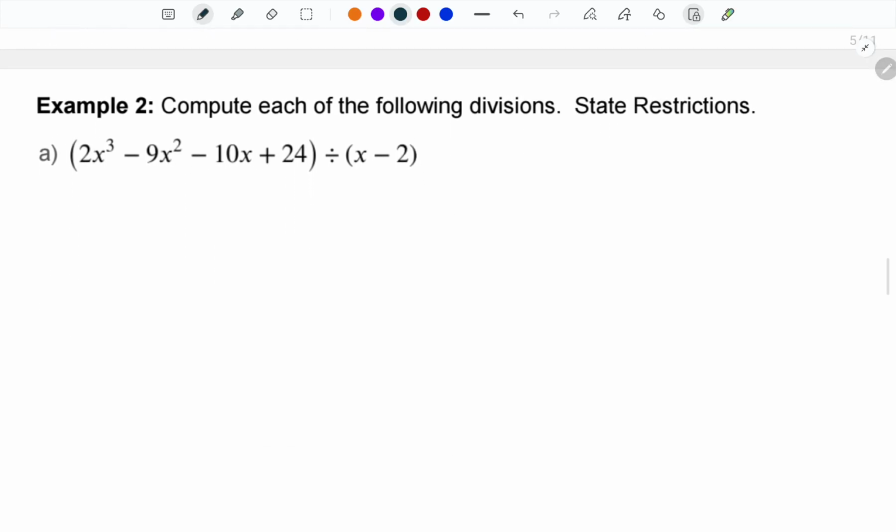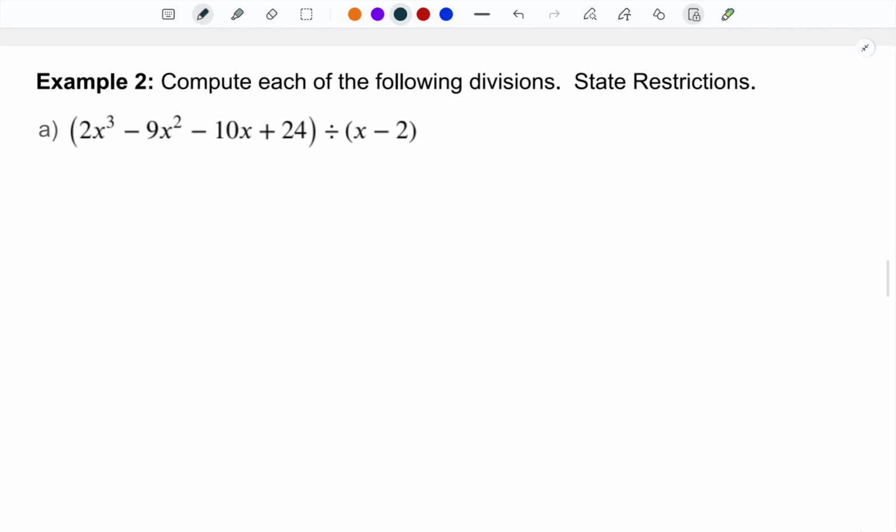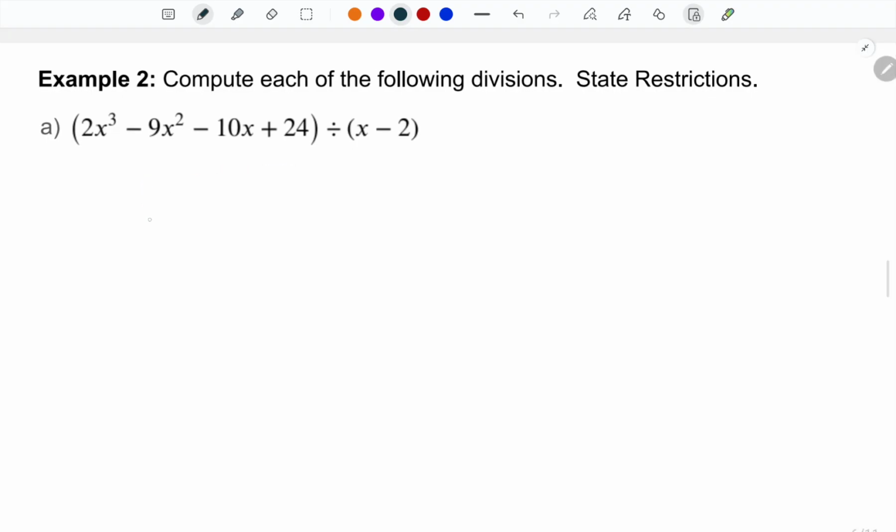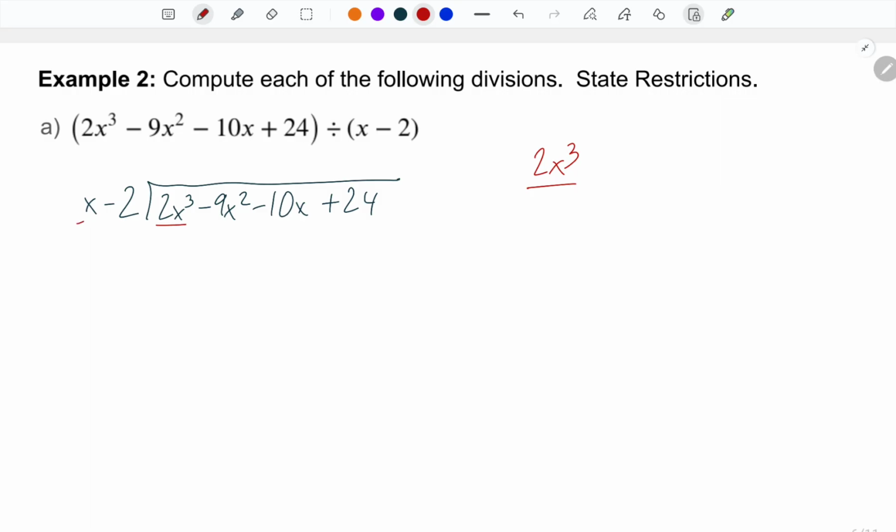We're going to skip that and we're going to just go through some of these examples together. Okay, so let's go through these divisions. We're going to look at a bigger division, but the process is going to be the same. So we're going to look at 2x cubed minus 9x squared minus 10x plus 24 divided by x minus 2. And again, it's just going to go in order. So we're going to start with 2x cubed. Divide that by the lead part here, the x, and that's just going to be 2x squared. So I'm going to write it vertically above the x squared part, like that.